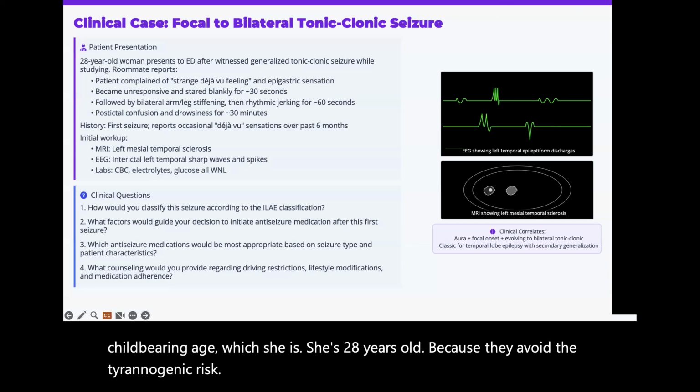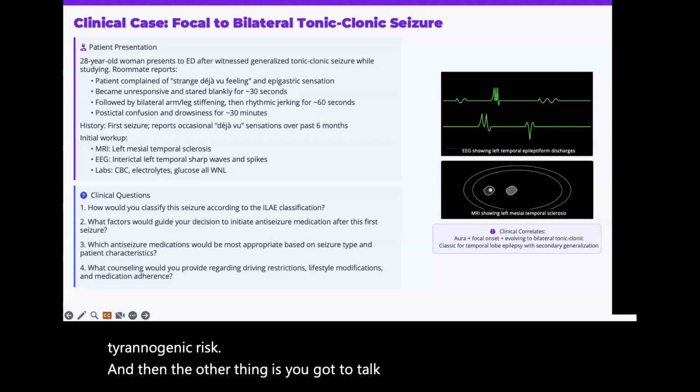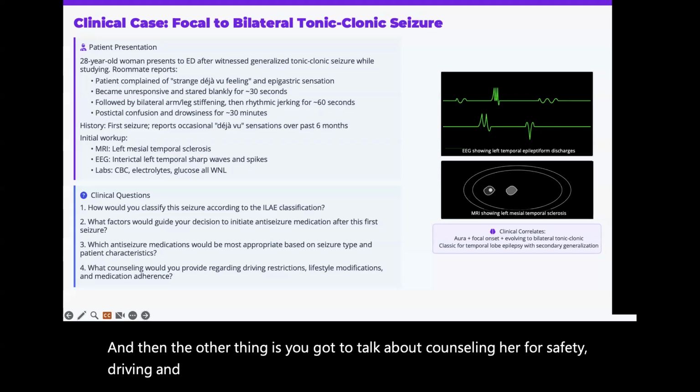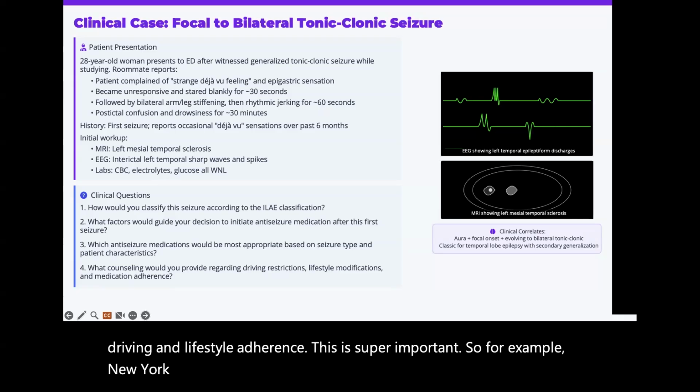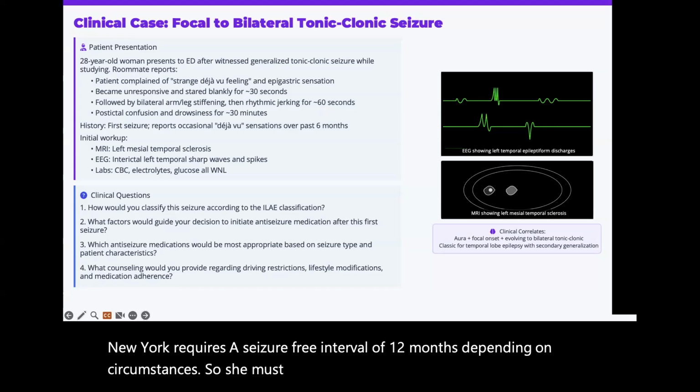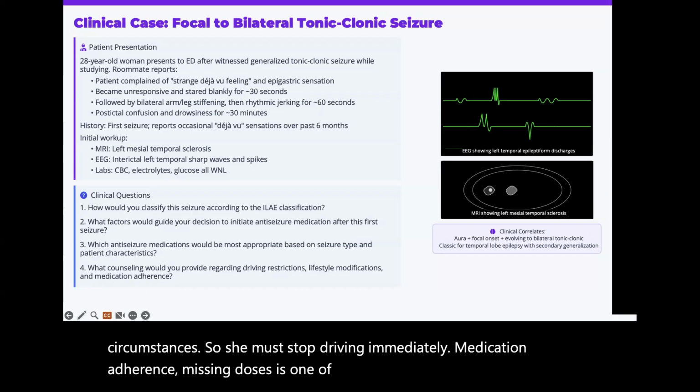And then the other thing is you've got to talk about counseling her for safety, driving, and lifestyle adherence. This is super important. For example, New York requires a seizure-free interval of 12 months, depending on circumstances. So she must stop driving immediately. Medication adherence: missing doses is one of the most common triggers for breakthrough seizures, especially in temporal lobe.